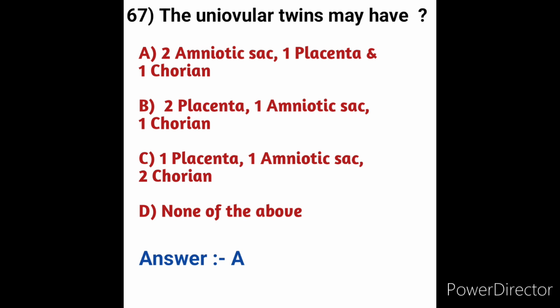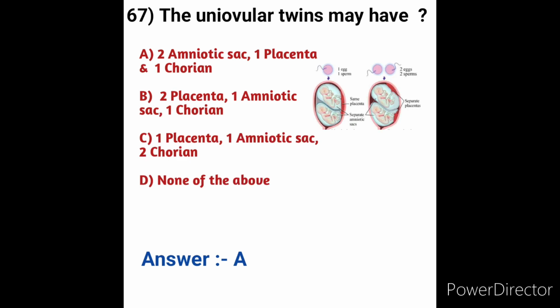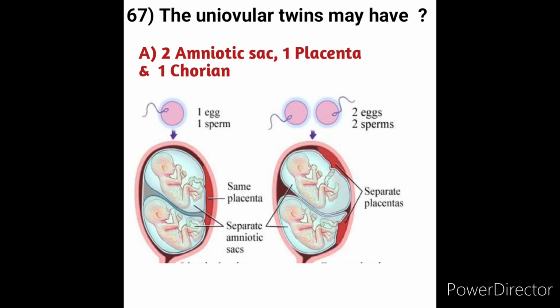Here additionally I will explain binovular twins. What are binovular twins? Binovular twins are twins that develop from separate ova that were fertilized at the same time. This is what we normally see, but uniovular twins are rare. Here uniovular twins may have option A, 2 amniotic sacs, 1 placenta and 1 chorion. Here we can see in this picture. Actually this picture is not visible. I will show you in bigger size. In this picture we can see 2 amniotic sacs, 1 placenta and 1 chorion. This is called uniovular twins.